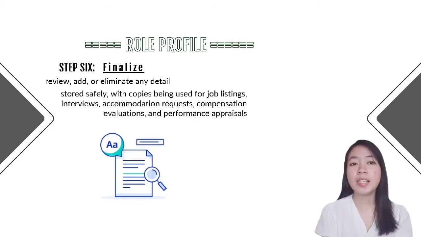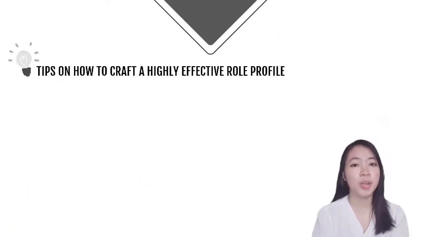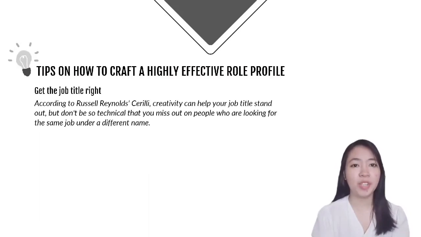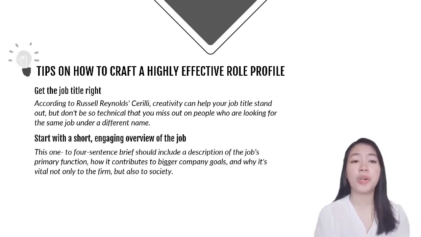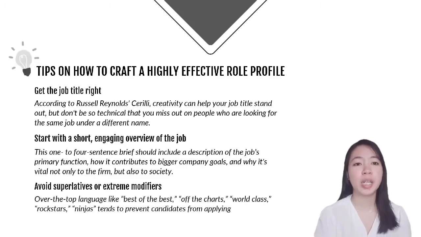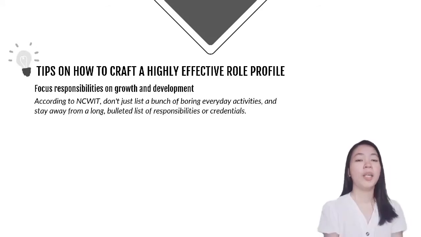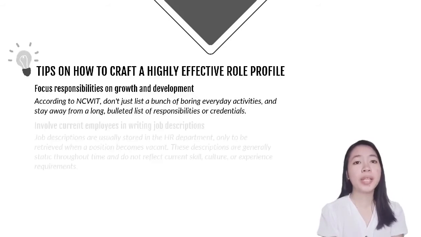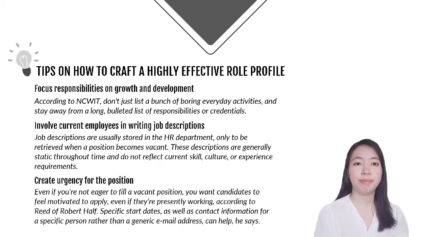And now, here are some tips on how to craft a highly effective role profile. Number 1, get the job title right. Number 2, start with a short, engaging overview of the job. Number 3, avoid superlatives or extreme modifiers. Number 4, focus responsibilities on growth and development. Number 5, involve current employees in writing job descriptions. Number 6, create urgency for the position.